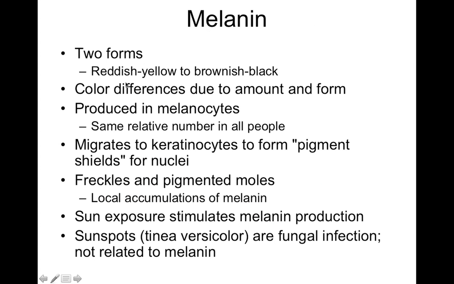Now, melanin, there's two forms. You got reddish-yellow and brownish-black. And the color differences are due to the amount and form of that melanin. It's produced by melanocytes, same relative number of melanocytes in everybody. Now, what happens, you guys, is that the melanin can actually migrate into keratinocytes, and it forms these pigment shields for those keratinocytes. Now, freckles and pigmented moles are large accumulations of melanocytes. So if you've got a freckle, it's basically just a little area of skin, but there are a lot of melanocytes in that little area, right? Instead of being spread out, they're accumulated, so that makes that little area of skin a little darker. Same with a mole. So a mole is a nevus, and that's also an accumulation of melanocytes in blood vessels.